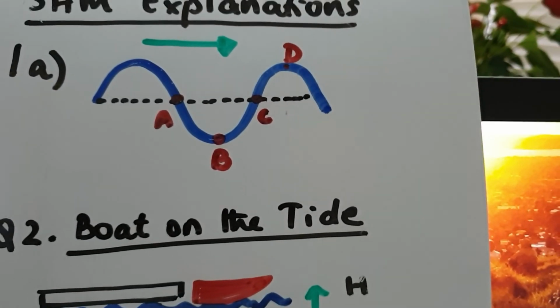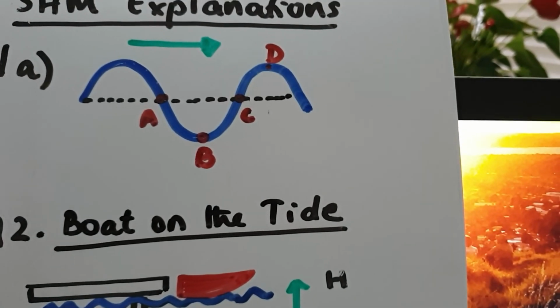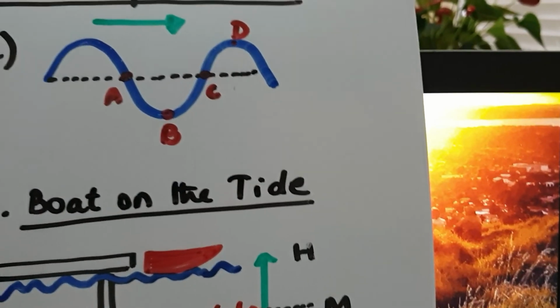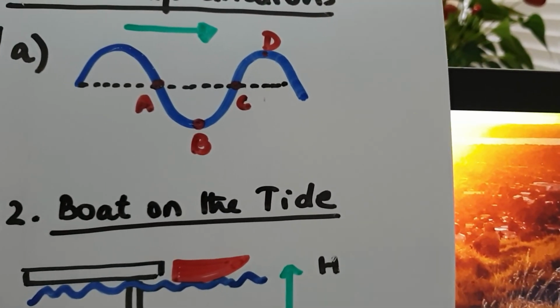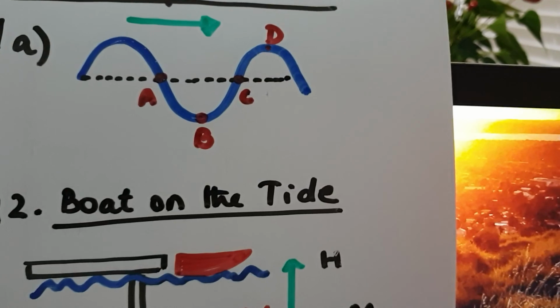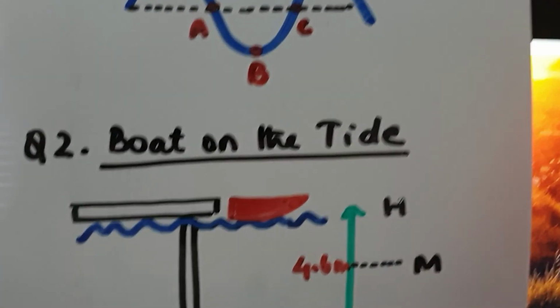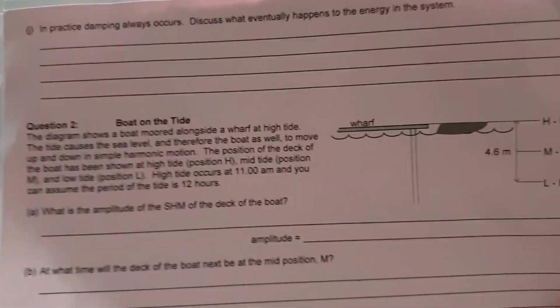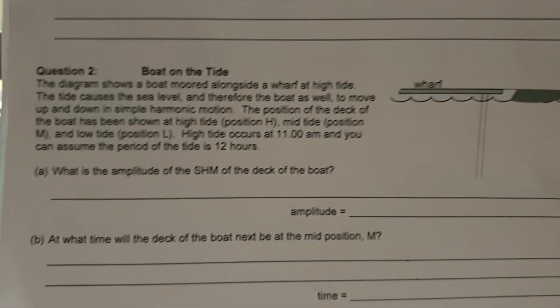Okay, then the next question I had was from your assignment, the pink sheet, and that was question 2. So to explain question 2, I'll just go through all of 2 because I had different queries from different people. So we'll come to your part in a while. So this was the question, boat on the tide.